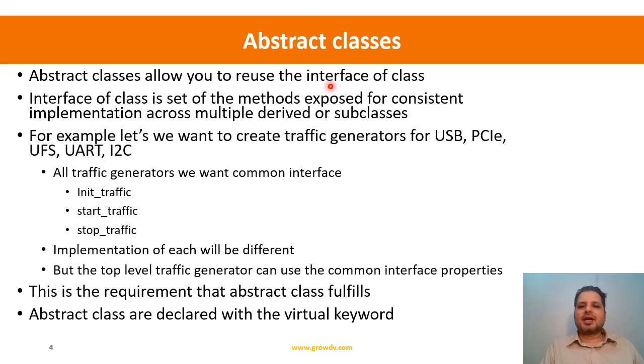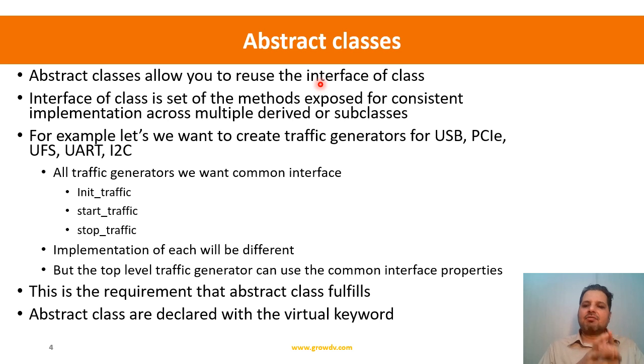So in the abstract class, what we do is we define a set of these methods, okay, and those methods we want to reuse at multiple places, okay. And why do we want to do it? We want a consistent implementation of multiple derived subclasses. So if we take an example, it will become clear.